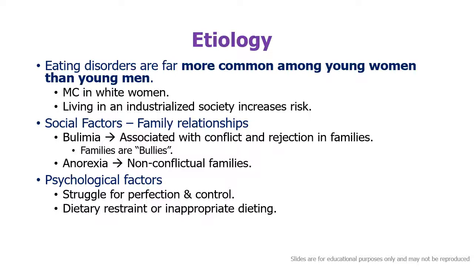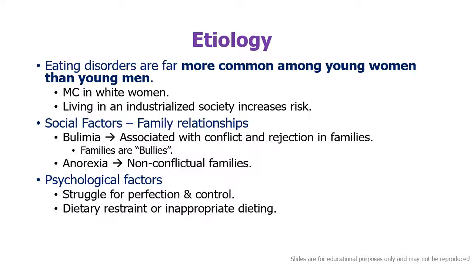So eating disorders are, as we know, most common in women, most common in white women, especially those living in an industrialized society, of course, because there's more access to food. Now, social factors can lead to these eating disorders as well. Interestingly, anorexia is not associated with a conflictual family, so they have more normal families, whereas bulimia does have some kind of family conflict in their past.